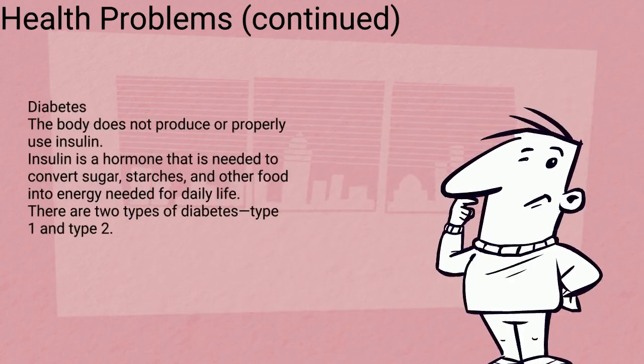Diabetes. The body does not produce or properly use insulin. Insulin is a hormone that is needed to convert sugar, starches, and other food into energy needed for daily life. There are two types of diabetes, type 1 and type 2.